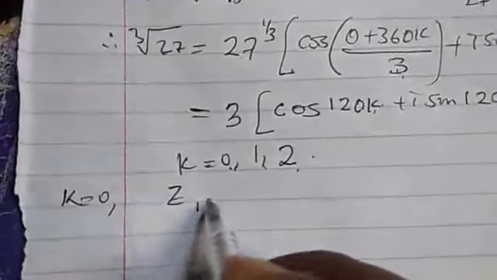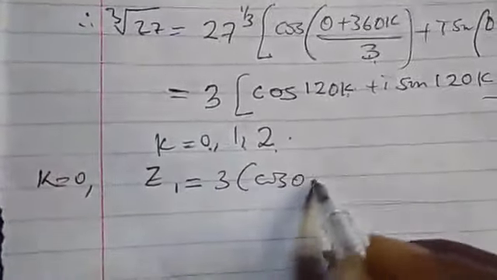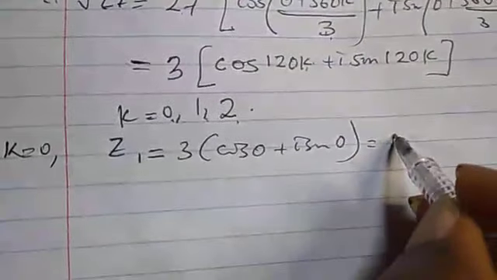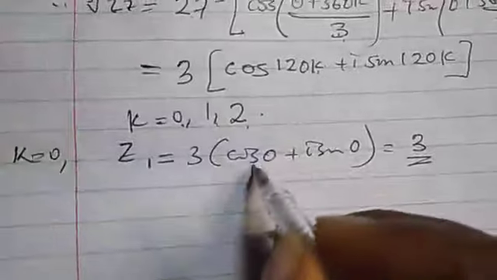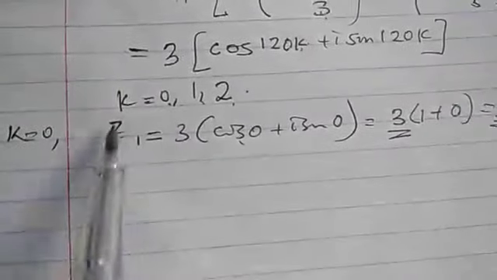When k is 0, the first answer z1 will become 3 into cos 0 plus i sin 0. That is just 3 because cos 0 is 1. Let me say 3 into 1 plus 0. That is 3. So that means a cube root of 27 is 3.